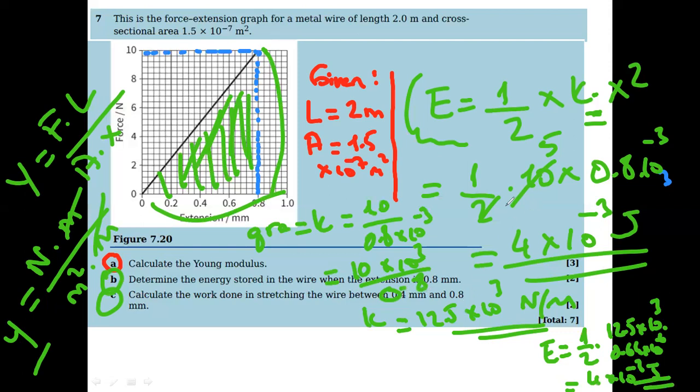So we can calculate the energy by using the graph. The area under the line is going to give us energy, or by using the equation 1/2 times K times X squared, and we can get K by using the Fx graph. And the gradient in the Fx graph is going to give us the spring constant.